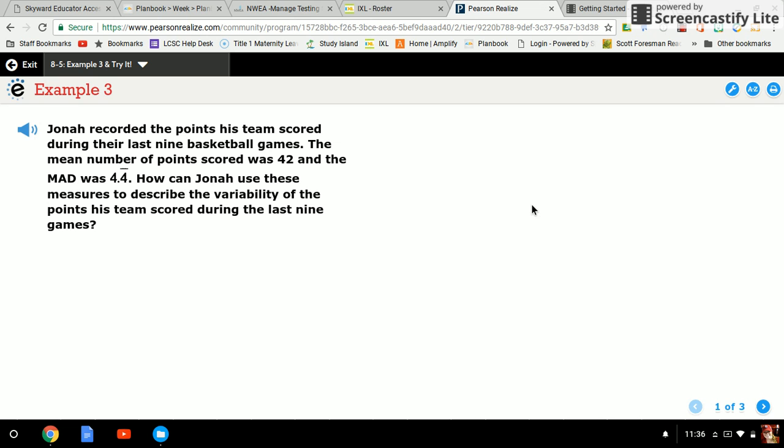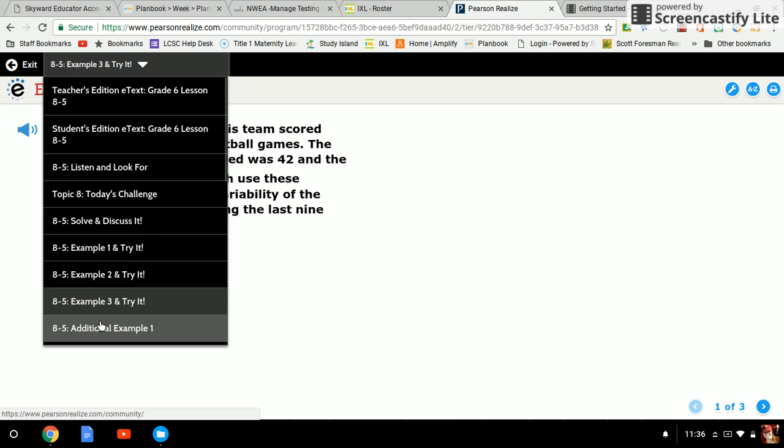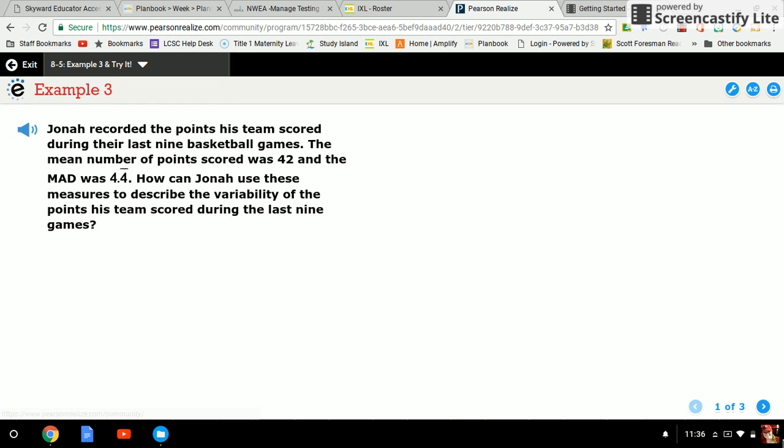Okay, if the MAD was 2.4, then how would you expect the data distribution to change? The data points would be closer together. The bigger the MAD is, the more spread out your points are, the more spread out your data is. The smaller the MAD, the closer all of your points would be. Okay, let's look at the try it.